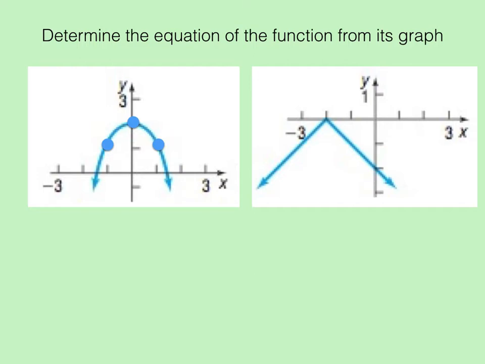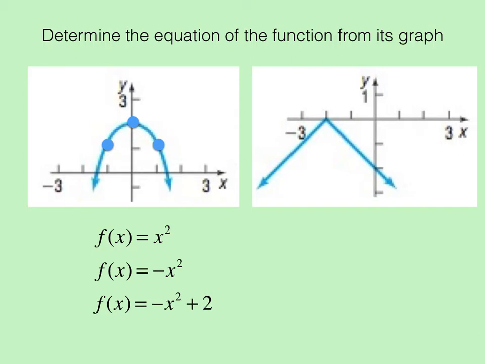So we start with the equation of the parent function. And because it opens down, we need a negative sign in front of the quadratic term. And then it's shifted 2 up, so we need plus 2 after the quadratic term.